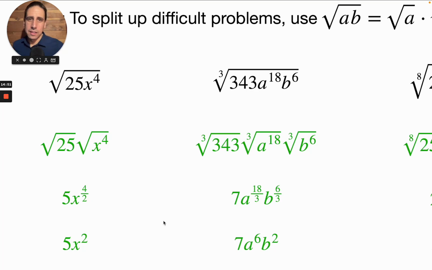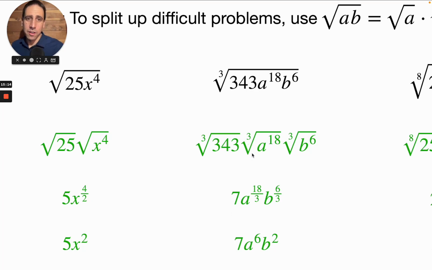All right, let's do this here. We've got a number, a variable, and a second variable. It's a lot easier to consider these individually, so split them up. This is going to be the cube root of 343, the cube root of a to the 18th, and the cube root of b to the 6th. Thinking about them individually, what number times itself 3 times is 343? Well, I've got that chart that I just showed you, and that's going to be 7.